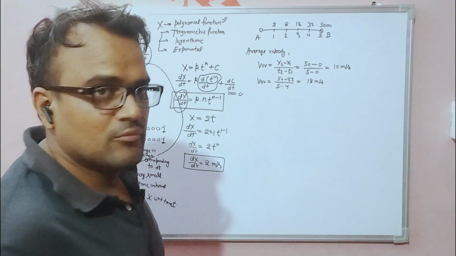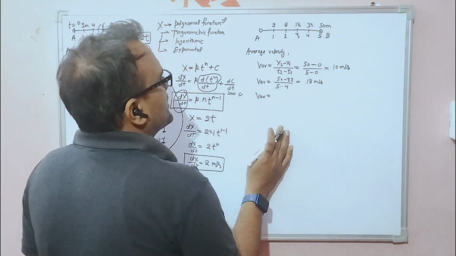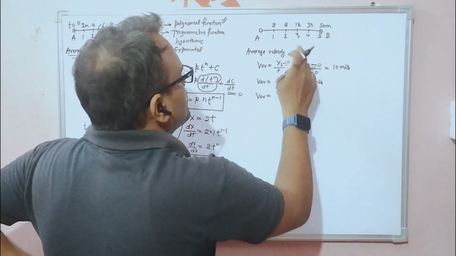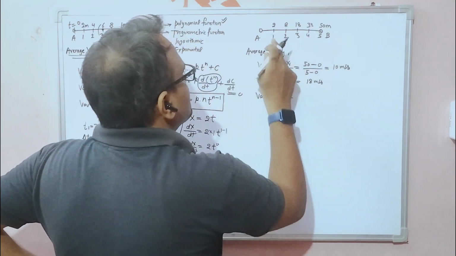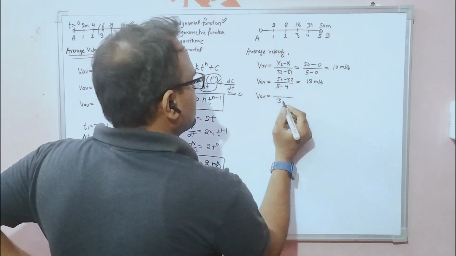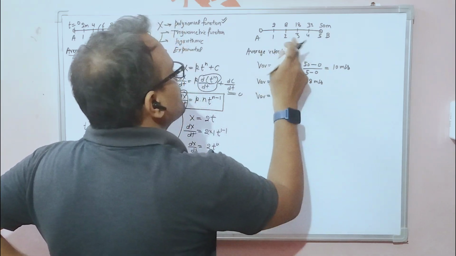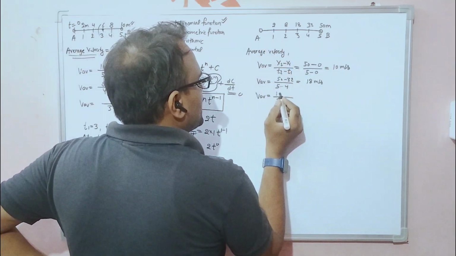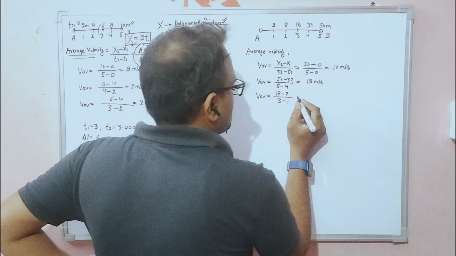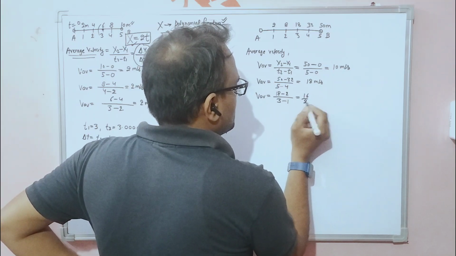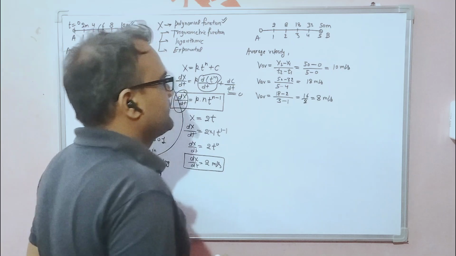Now let's take one more value. V average is equal to, this time let's take this is t2 and this is t1. So it is how much? 3 minus 1, 18 minus 2, so it comes out to be what? It is 16 upon 2, and I will be getting 8 meter per second.